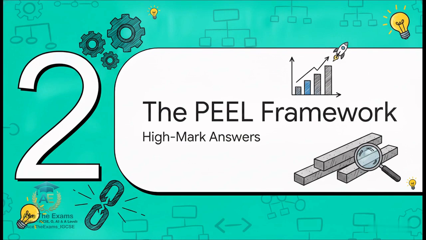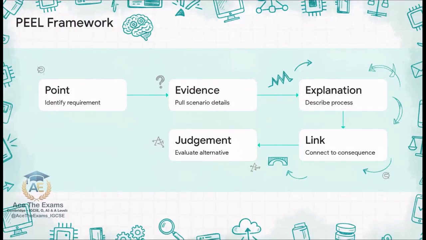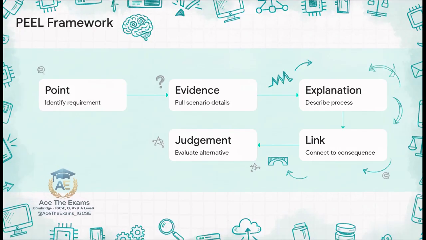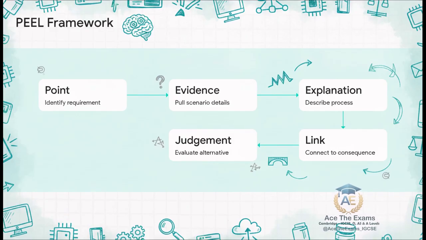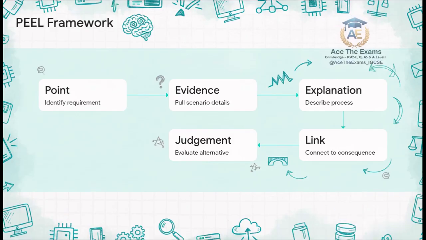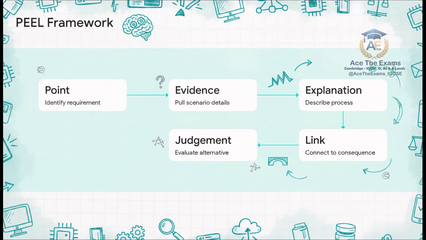Let's fix this right now with a structural solution. Enter the PEEL framework. This is exactly how you force your brain to connect technical knowledge back to the exam's specific context. Step 1, point, identify the exact requirement or technology. Step 2, evidence, pull specific details straight out of the provided scenario. Step 3, explanation, describe exactly how the process works in a clear sequence. Step 4, link, connect the technical process directly back to the practical consequence for the user or organization. And step 5, judgment. If you're asked, evaluate why it's better or worse than an alternative.